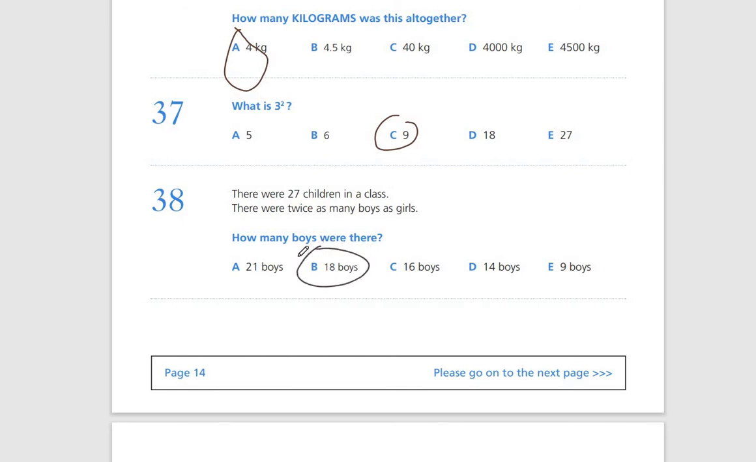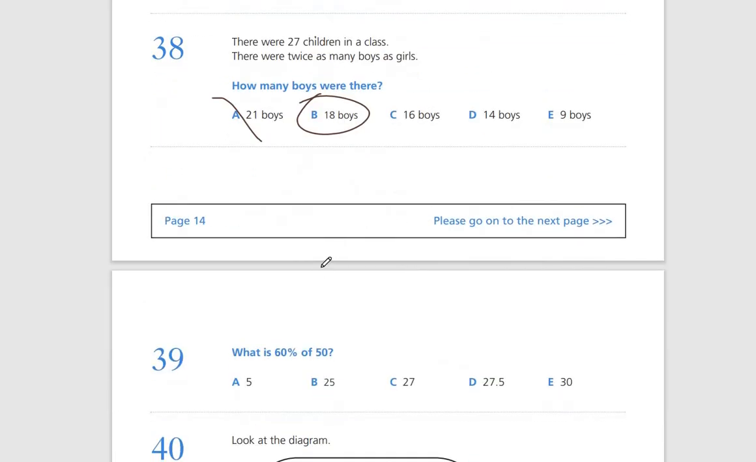It can't be 21 boys, because 21 divided by two is not a whole number. If it was 16 boys, then the girls would be 8, and 16 plus 8 is not 27. There are 27 children in the class, so it has to be 18.